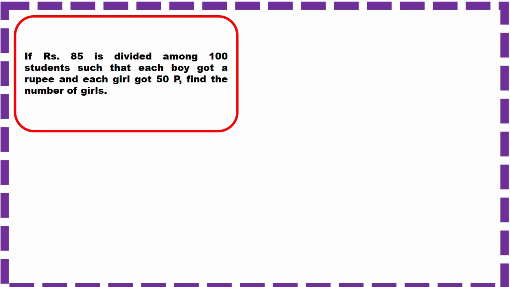If rupees 85 is divided among 100 students such that each boy got a rupee and each girl got 50 pies, find the number of girls. Okay, so each girl got 50 pies, each boy got 1 rupee, so 1 rupee means 100 pies, right? 100 pies and 50 pies. If we assume all 100 students as boys, then the total number of pies they get, because each boy gets 1 rupee, 1 rupee means 100 pies, so 100 into 100, which is 10,000 pies.